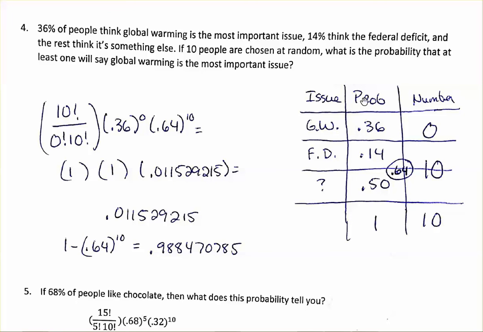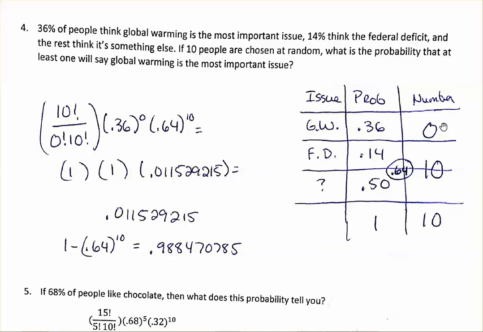But the question is, where do we get our numbers from? This is going to be really similar to something you'll see on the quiz. So draw your table. Please, please do your table. Our issues are global warming, federal deficit, and something else. We know 36% think global warming, 14% the federal deficit. And what's that something else? Well, 1 minus 0.36 minus 0.14 gives us 0.50.